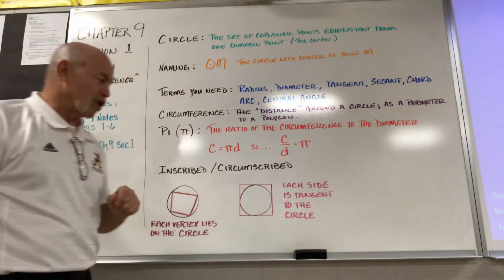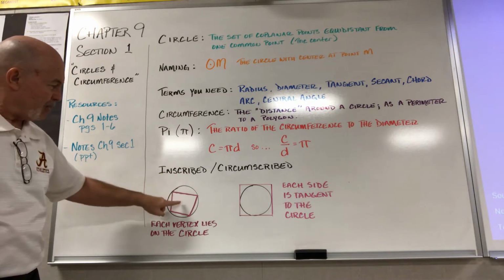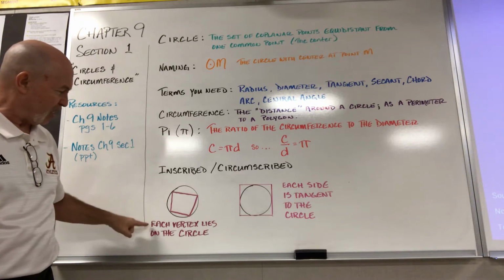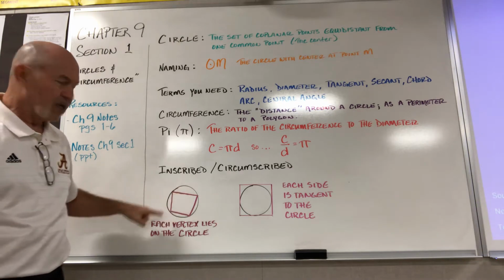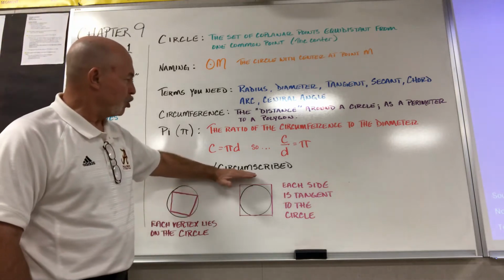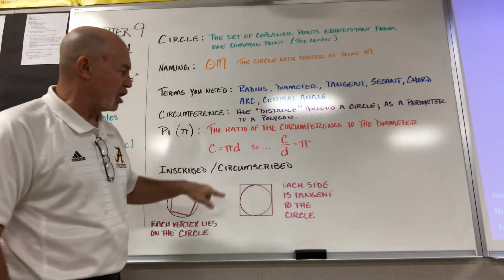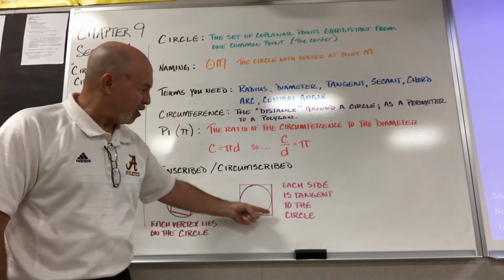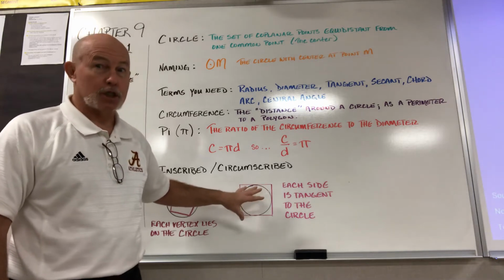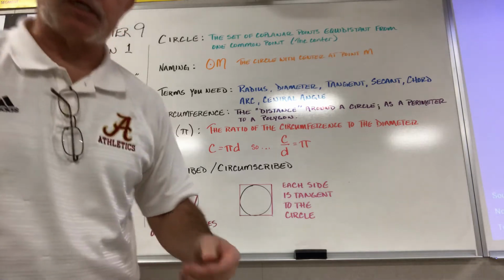A couple other terms. Inscribed, inside. That means a polygon is inscribed in a circle if each vertex is on the circle. And then circumscribed, drawn outside. That's when each of the sides of the polygon are tangent to the circle. Important distinction. We will see some later.